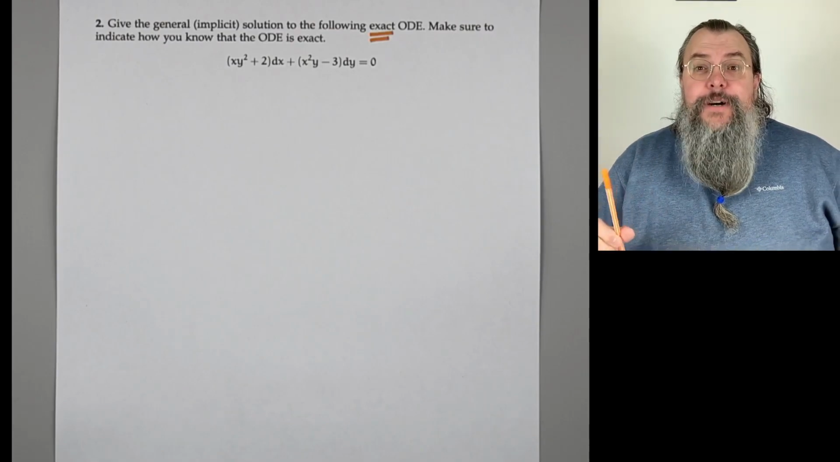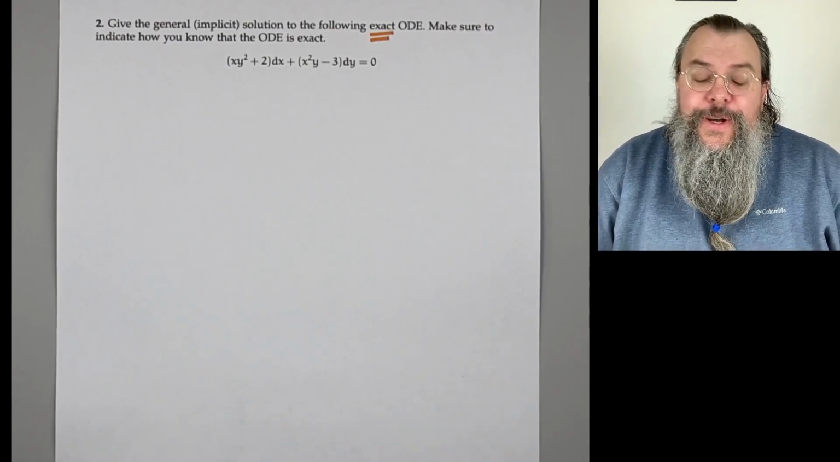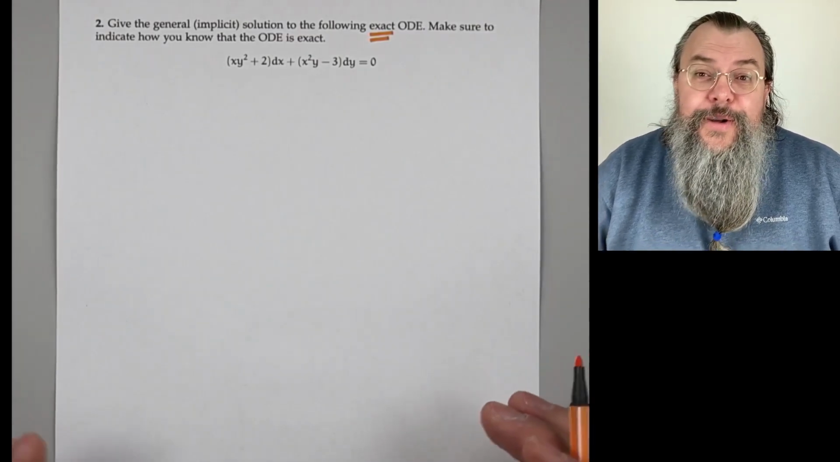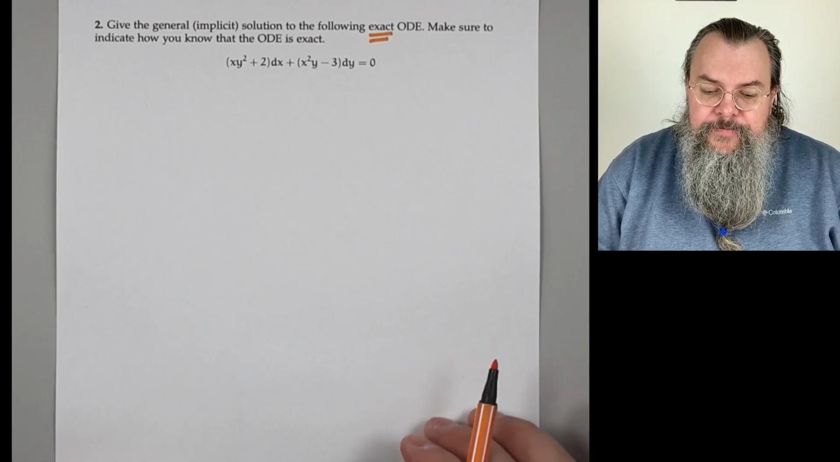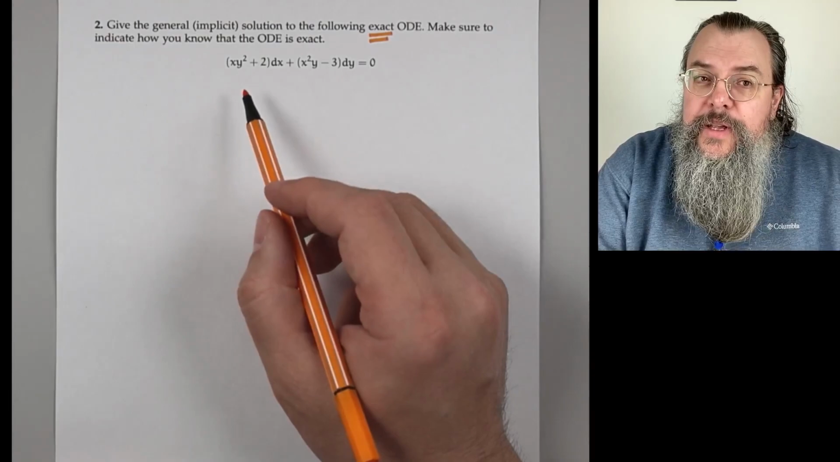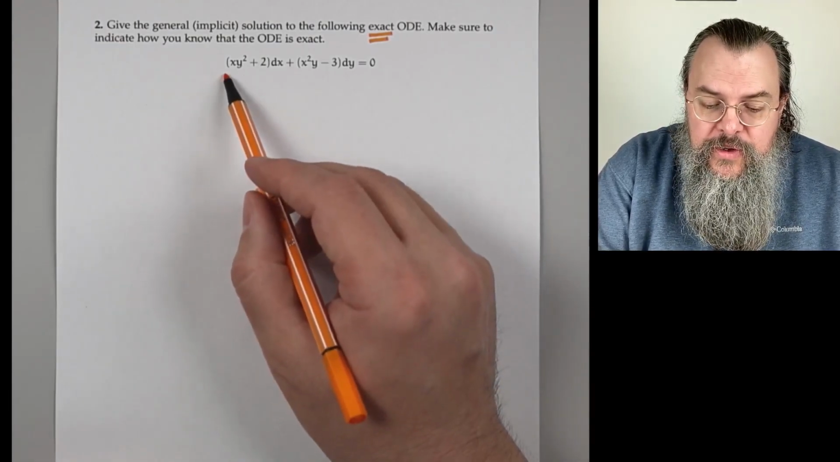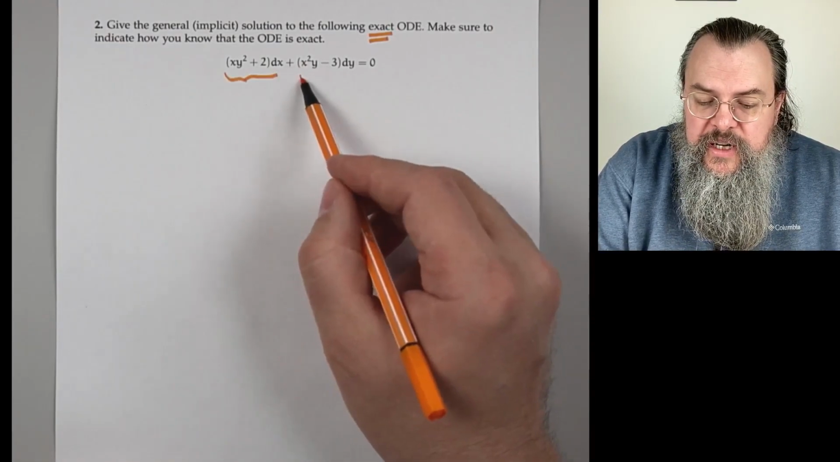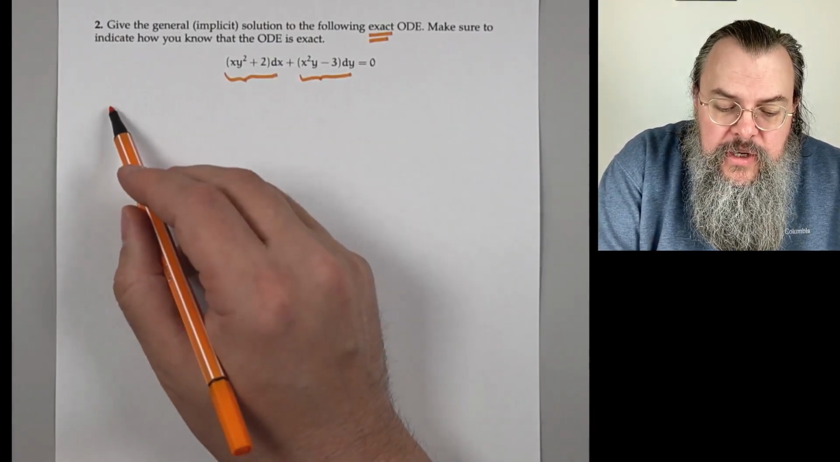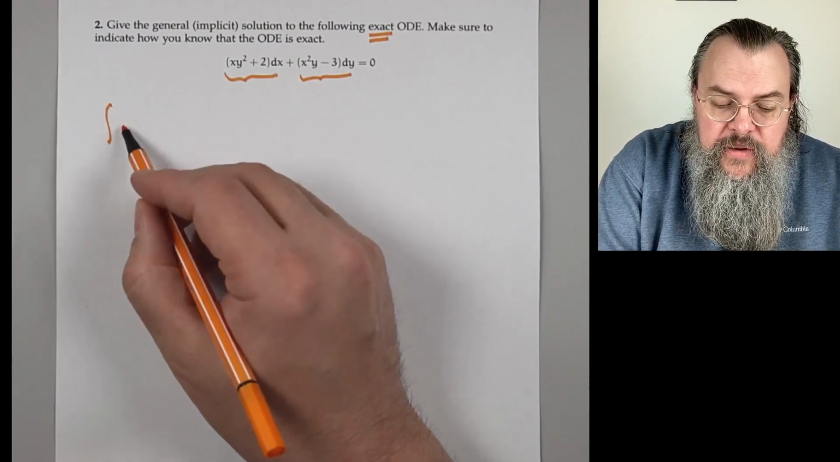All right, well, we have our work cut out for us. We have to solve this, and then we have to say, why does it work? Why is the ODE exact? All right, well, let's start. How do we handle exact? Well, what we do is we say there's two pieces. There's a part attached to dx, and there's a part attached to dy. And what we do is we integrate both pieces.